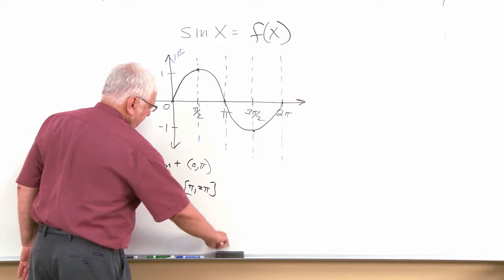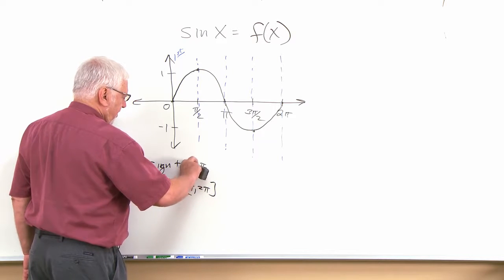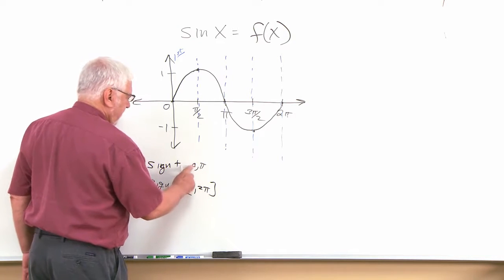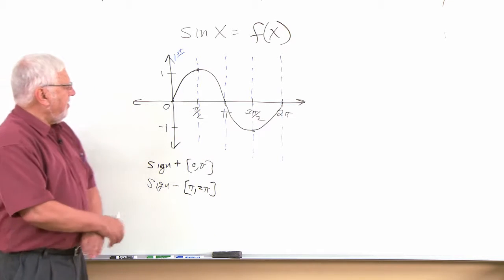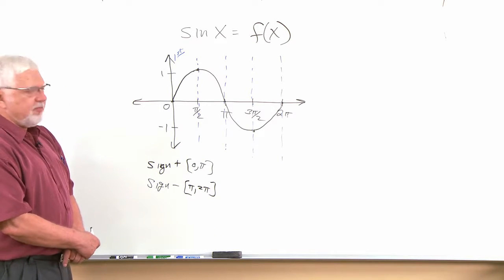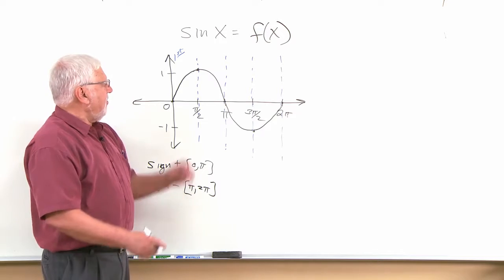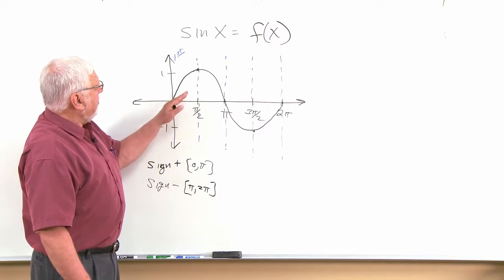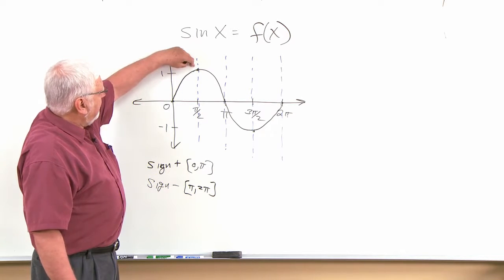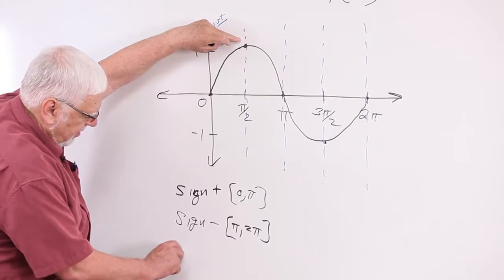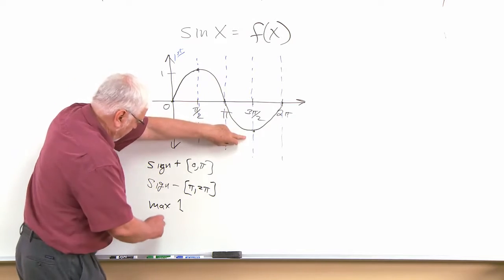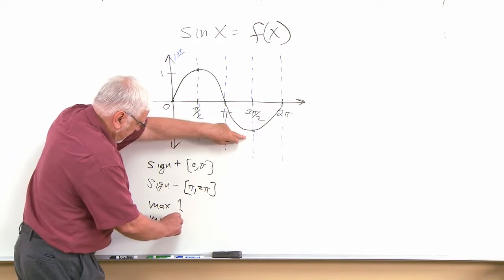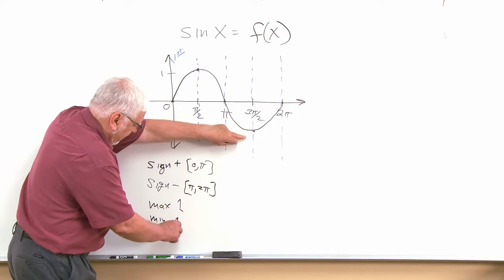We really should have this be inclusive here, although it's kind of neutral there at the end. So that tells us now, if you were asked the question, what is the maximum and minimum value for the sine? Well, the maximum value for the sine is 1, and the minimum value is -1. So you can see all of that from the graph.